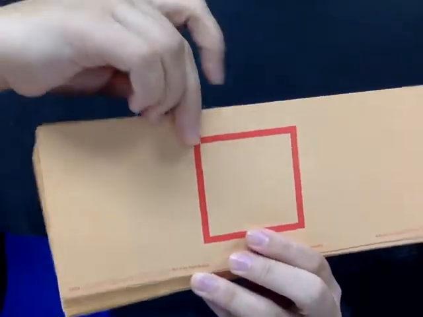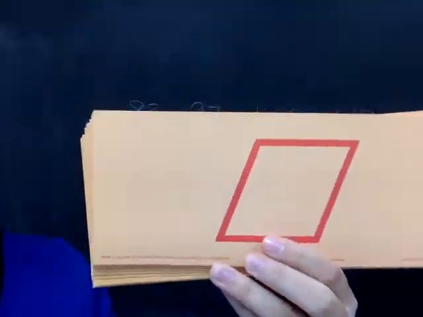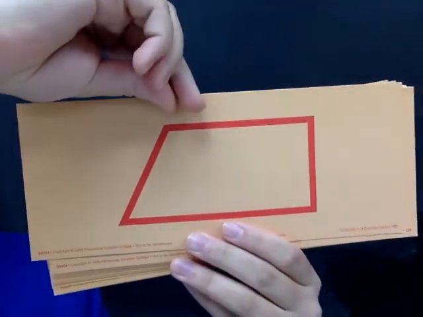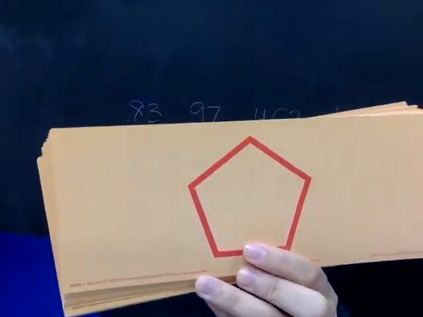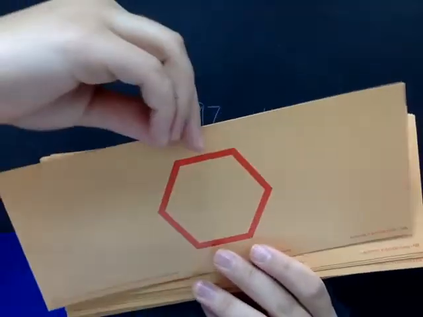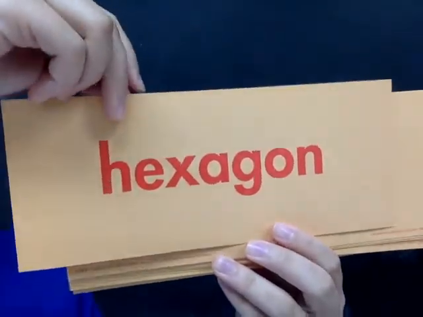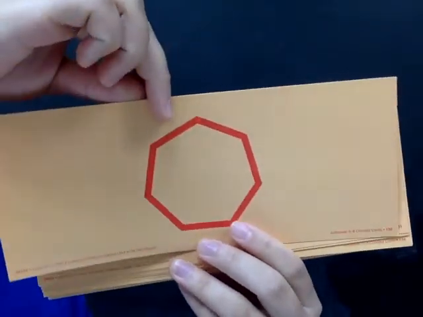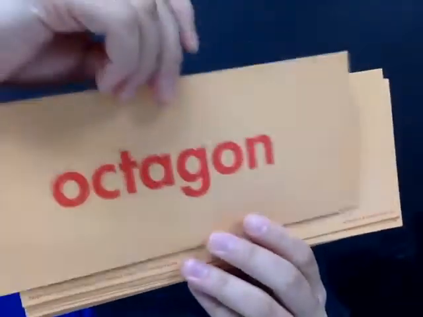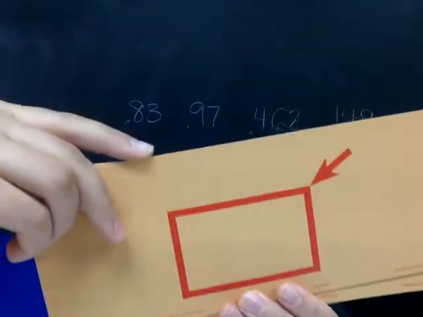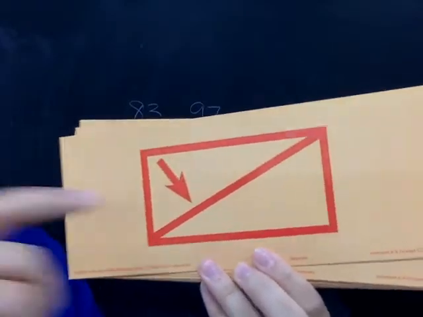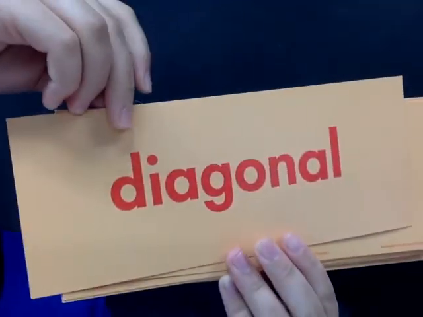ray, square, rhombus, trapezoid, pentagon, because it has 5 sides, 6 sides, hexagon, heptagon, octagon. Right here we have the vertex. This is a diagonal.